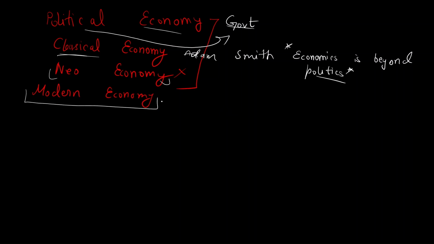Then modern economy. I guess Alfred Marshall. I'm not really sure, but I believe Alfred Marshall was a modern economist. And they just, you can say, explained the classical and neo economics in a better way, in a more realistic way, or in a way that is more relative to us. Okay, so that is what modern economics is all about. So there are four types of economics.